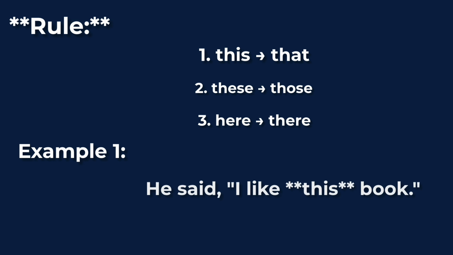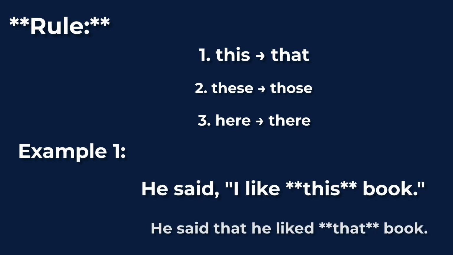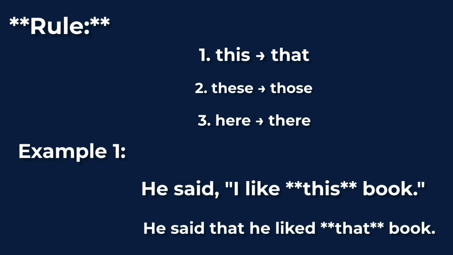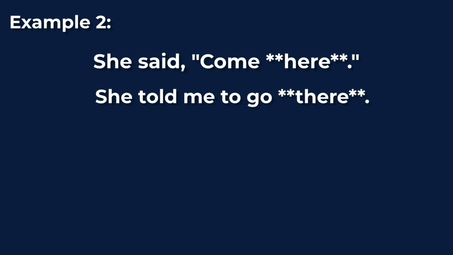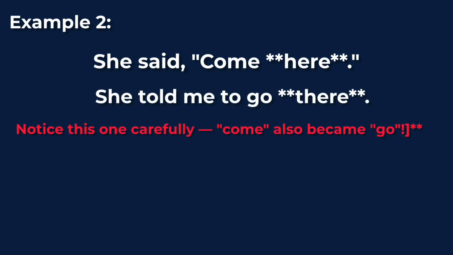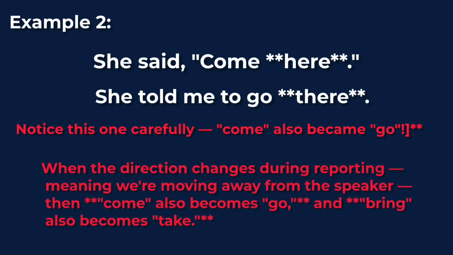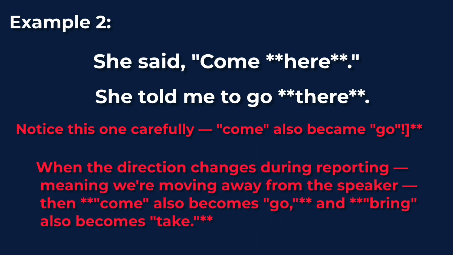Example 1. He said, "I like this book." He said that he liked that book. Example 2. She said, "Come here." She told me to go there. Notice this one carefully. Come also became go. When the direction changes during reporting, meaning we're moving away from the speaker, then come becomes go, and bring also becomes take.